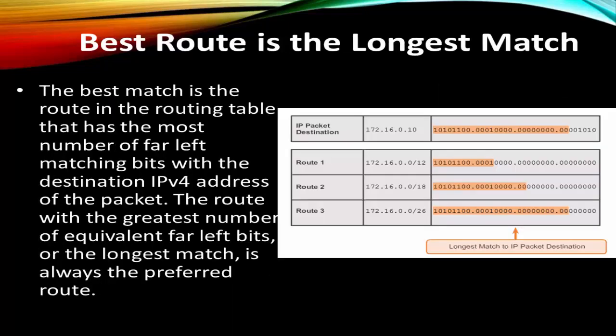The best route is the longest match. The best match is the route in the routing table that has the greatest number of far left matching bits in the IP version 4 address. The route with the greatest number of left bits that match will always be the preferred route.